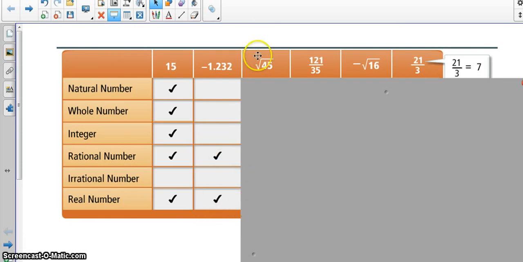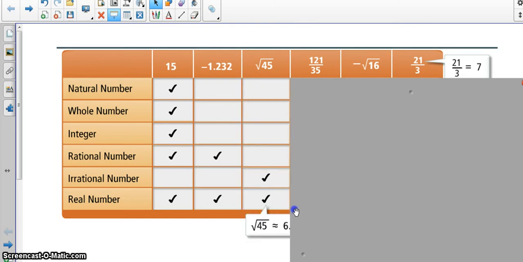The square root of 45. You need to be asking yourself, is this a perfect square number, 45? If you say yes, then it's rational. If you say no, then it's irrational. Hopefully, you're thinking there's nothing I can multiply by itself or square to get 45. So it's not going to be a perfect square. So therefore, it's going to be an irrational number.